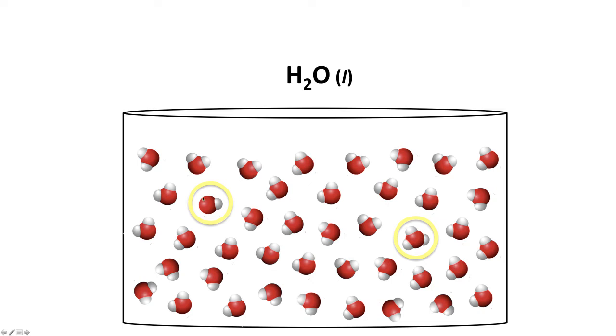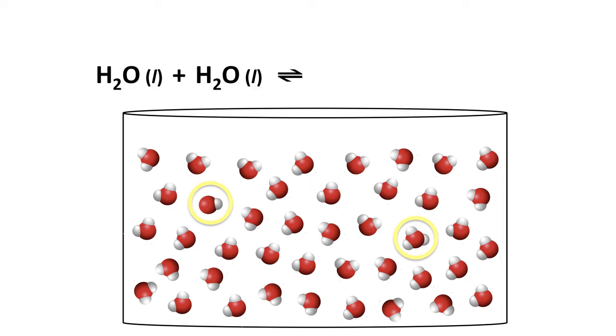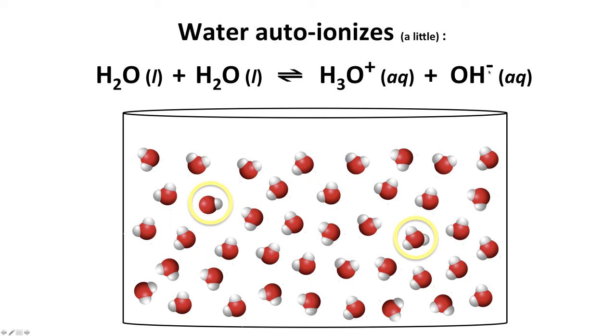And it turns out, even in 100% pure water, a little bit of this happens. So if we have lots and lots and lots of water molecules, every once in a while, two water molecules will combine, transfer a proton from one to the other, and produce hydronium ion and hydroxide ion. What we say is that water auto-ionizes just a little bit. It makes its own ions.